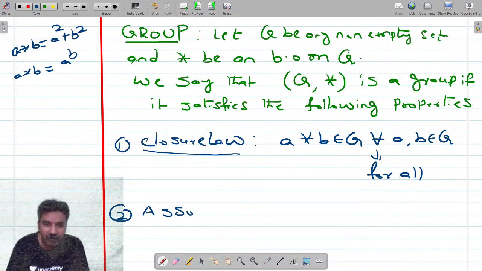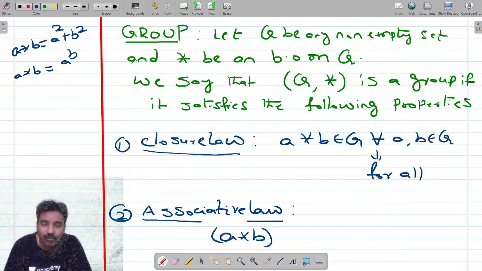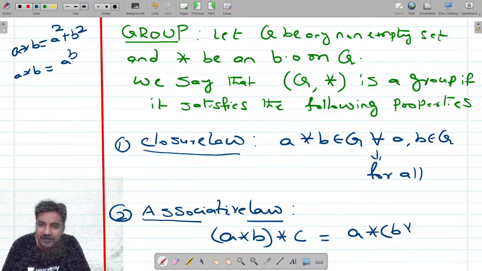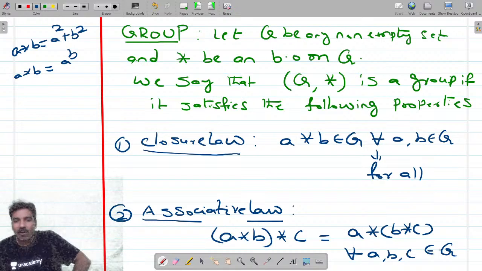Next, associative law. For associative law, 3 elements are required. So I am taking 3 random elements, A, B, C. First you apply star between A and B, with parenthesis, and calculate A star B first. Then apply star of that element with C. This should be same as A star, B star C, for all A comma B comma C belong to G. This is called associative law, right?